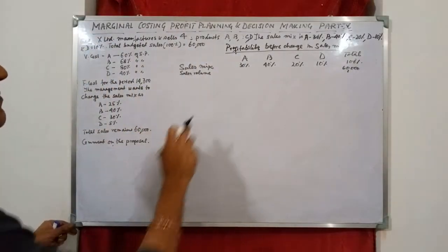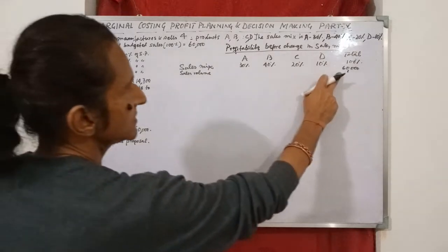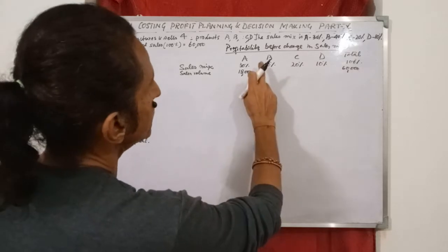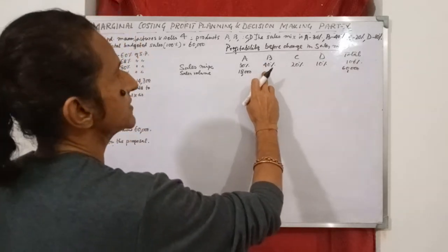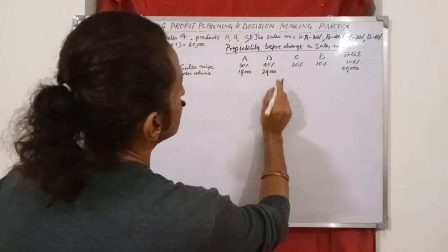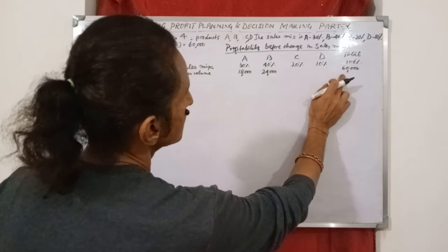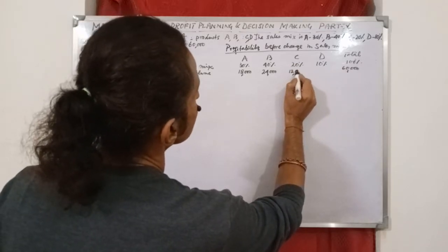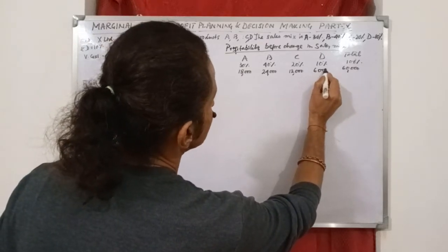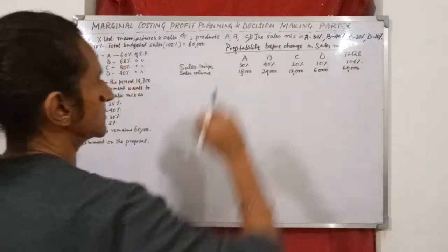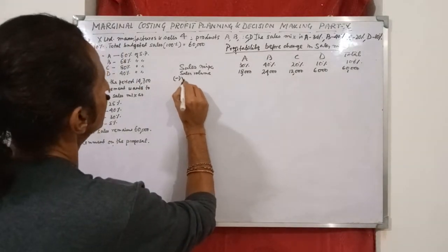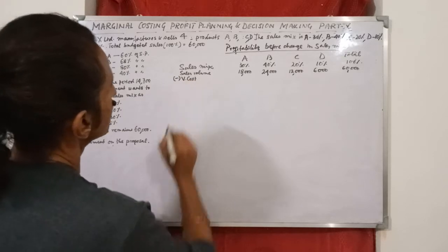A is 30% of 60,000, that is 18,000. B is 40% of 60,000, that is 24,000. C is 20% of 60,000, that is 12,000. And D is 10% of 60,000, that is 6,000. And total is 60,000.